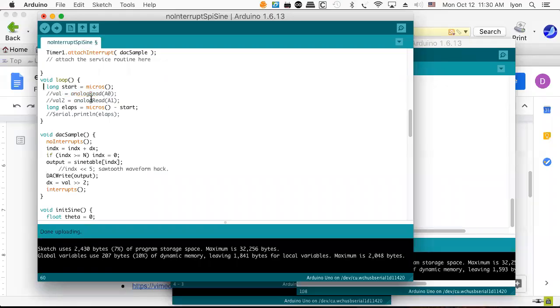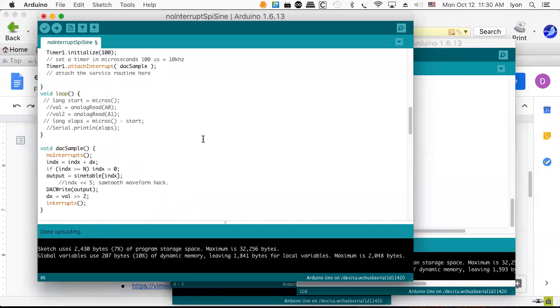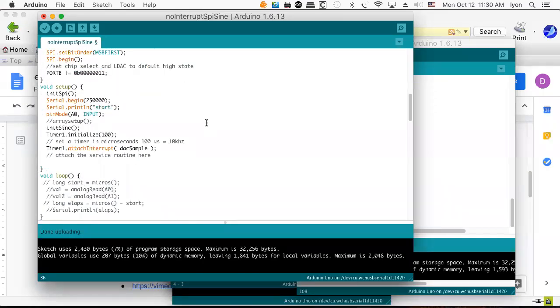You probably don't need your micros, but you don't need any of that. And now you want to invoke init ADC as part of your setup, right? Because now you're setting things up to work as an interrupt-driven ADC converter. And this is the part of the code that I just got to this morning.